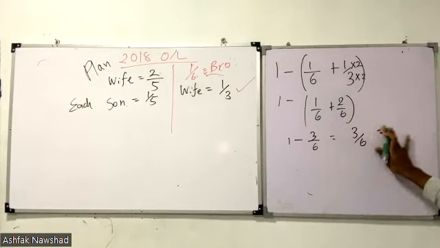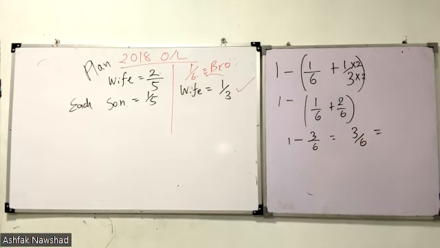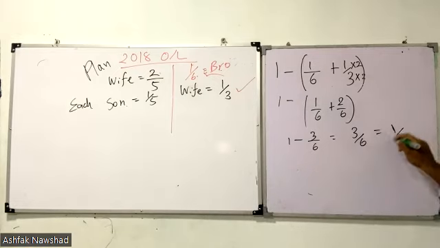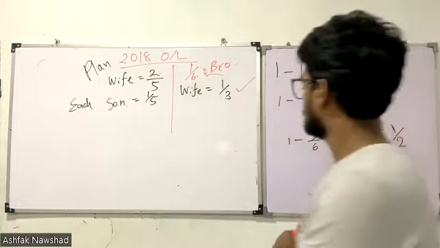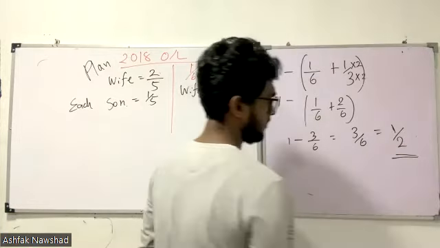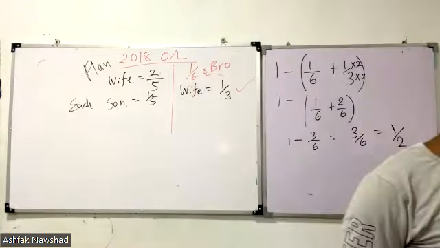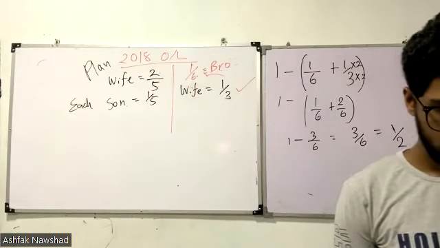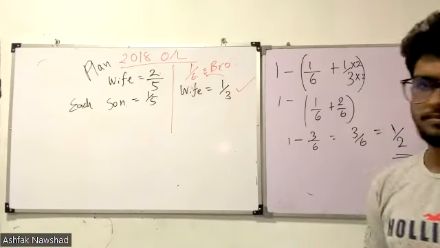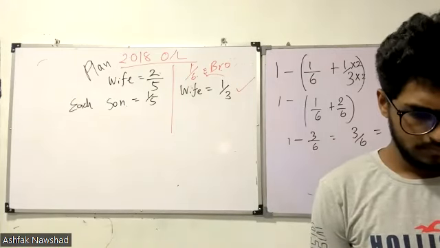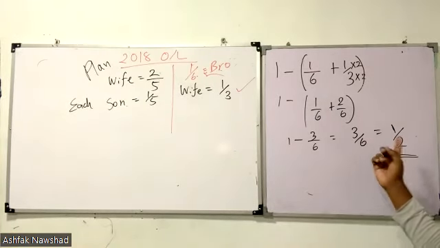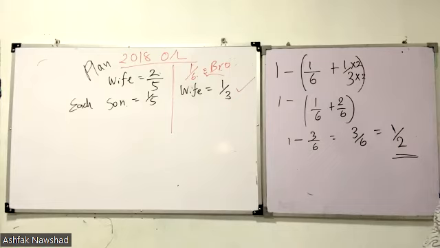You can further simplify this. What is 3/6 in the simplest form? What is it? Exactly. It's half. It's 1/2. So the remainder is half. This will be the answer for Roman number 2. Is this clear? Is it clear? Yes. Okay.